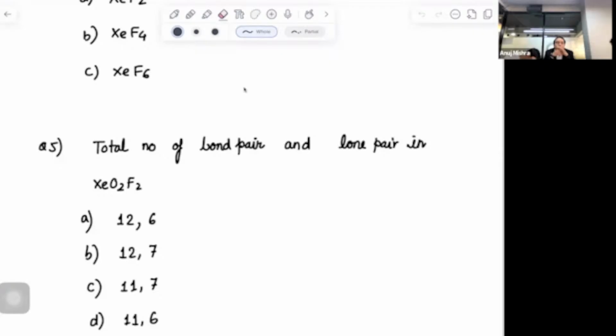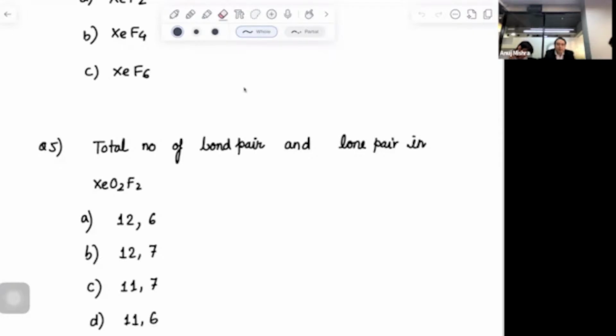Let's understand bond pair. A single bond has one pair, basically. Right? A double bond is two pairs. That way you count one pair and one pair. Count and give me the answer. Draw the structure of XeO2F2. How will it look?